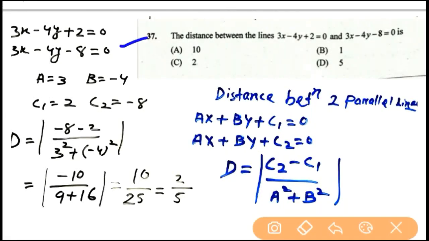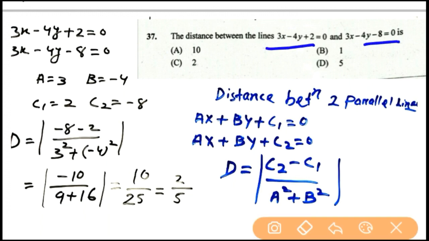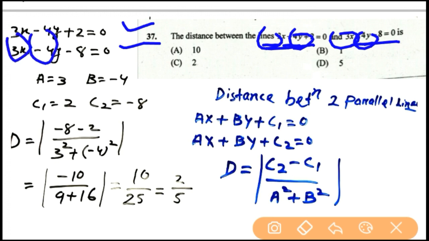In the next question we have the distance between the lines 3x - 4y + 2 = 0 and 3x - 4y - 8 = 0. We have to find the distance between these two lines. When we have these two lines, you can see that the x coefficient and y coefficient are equal for both these lines. So you can find a = 3, b = -4, and c1 is 2 and c2 is -8.